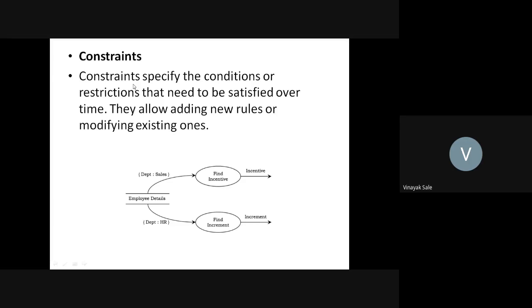Then constraints. Constraints specify the conditions or restrictions that need to be satisfied over time. They allow adding new rules or modifying existing ones. Suppose there are two departments, the HR department and the sales department. Both require employees, so employee is a common factor. Employee details are also a common factor. It may be from either the sales department or the HR department.